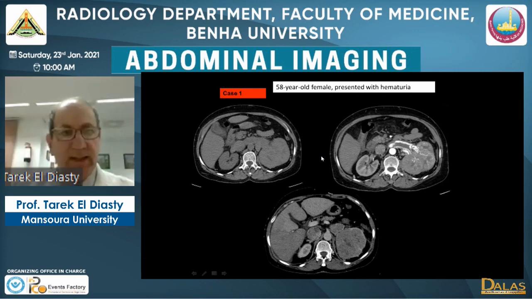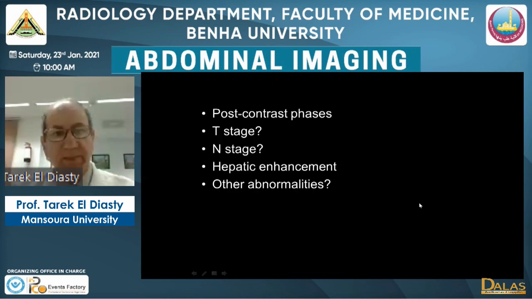So this is a pre-contrast CT with enlargement of the left kidney compared to the normal kidney, with enlargement of the renal vein. This is a post-contrast CT axial image, and here an axial image in portovenous phase. So I will ask about what these post-contrast phases are, the T stage, the N stage, what is the pattern of hepatic enhancement, and are there other abnormalities?